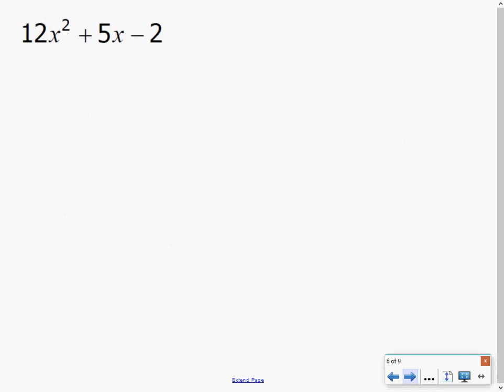Sometimes, though, we'll have a trinomial where there is a number in front of x squared, but we can't factor it out. I can't factor 12 out of this expression. There's actually no GCF other than 1. So this takes us to a different type of problem. We're going to have to factor this by grouping. The issue is that grouping requires us to have 4 terms, and we only have 3.